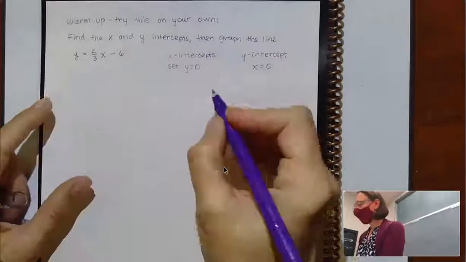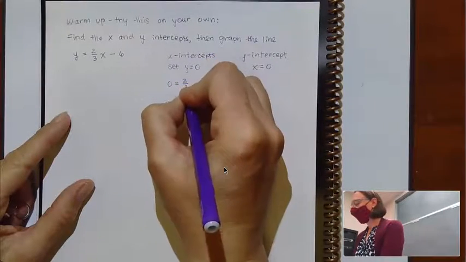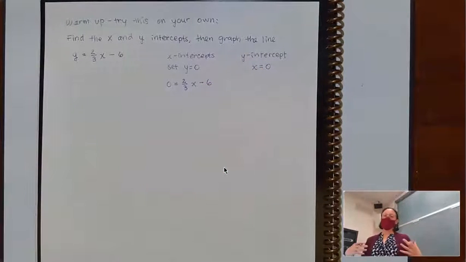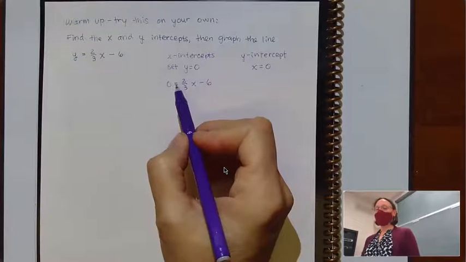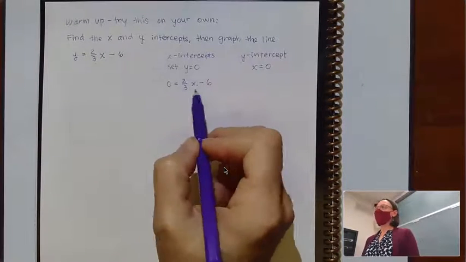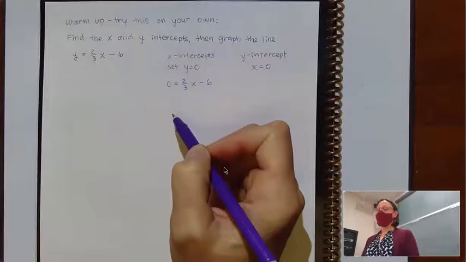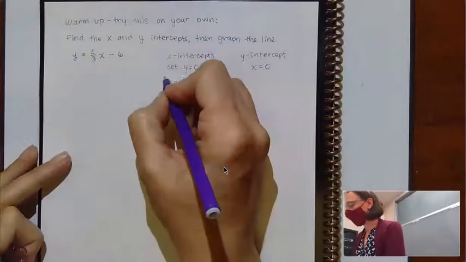So when I set Y equal to 0, this equation becomes 0 is equal to 2/3 X minus 6. Thinking about our fraction skills, I have fractions, but I also have an equal sign. So personally, I would choose to multiply everything by 3. You don't have to do that as a first step. I'm just going to choose to do that as my first step.